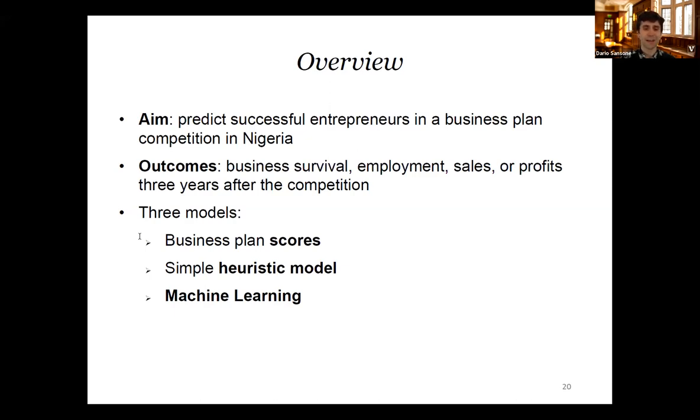And then we ask ourselves, can we do better? By first using a simple heuristic model, in which we put all the basic variables that all economists would agree are correlated with business success. So we just run a simple OLS or logit model. And then in the last step, we just put everything that we know about this firm from the application process, as well as from the baseline survey, and we put everything into the machine learning algorithms.